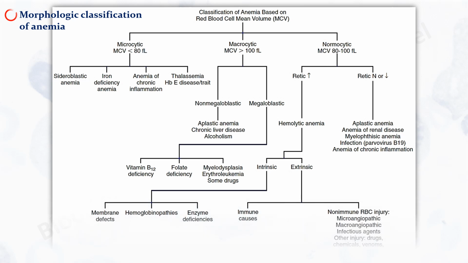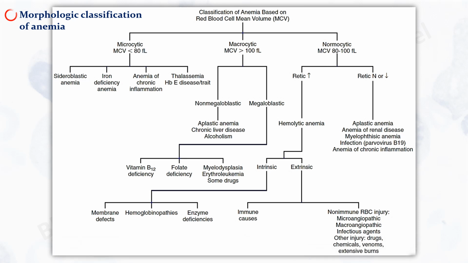Normocytic anemia is characterized by an MCV in the range of 80 to 100 femtoliters. The erythrocyte morphology on the peripheral blood film must be examined to rule out a dimorphic population of microcytes and macrocytes that can yield a normal MCV.